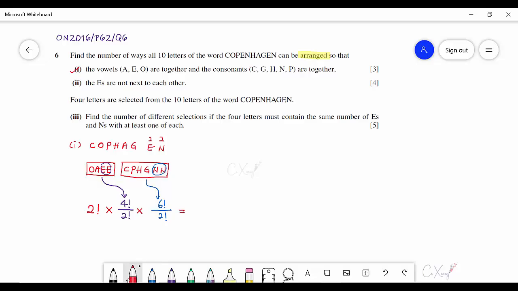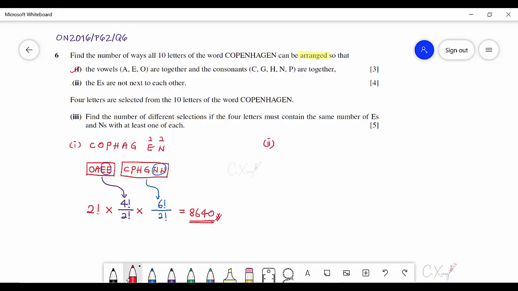Alright, so after you consider all the arrangements within the group, then you can multiply everything together to get the number of arrangements. So it should be 8640. So this is what we have for part number 1. Okay, then now we continue to part number 2.